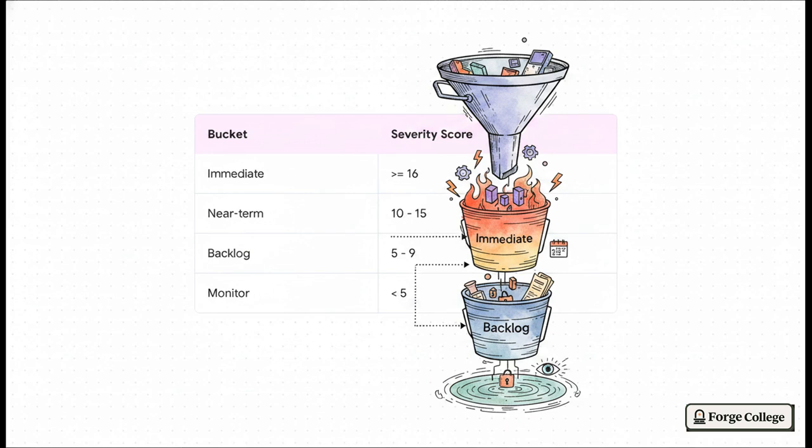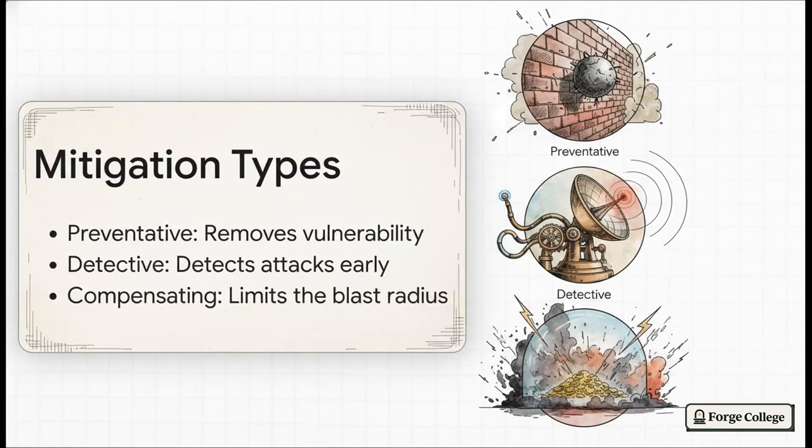Honestly, this simple math is your absolute best friend when you have to look a product manager in the eye and explain why their shiny new feature has to wait. The math just dictates the priority. Simple as that. Now, for those immediate threats, the 16s and up, you've got to choose your mitigation type.